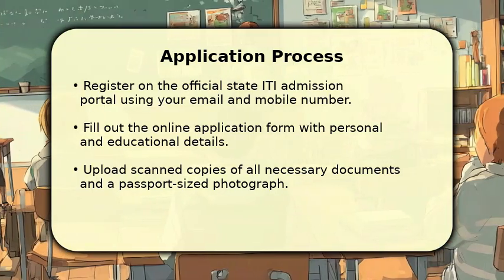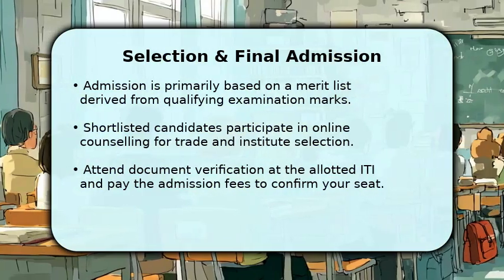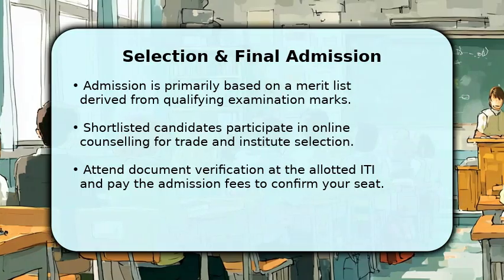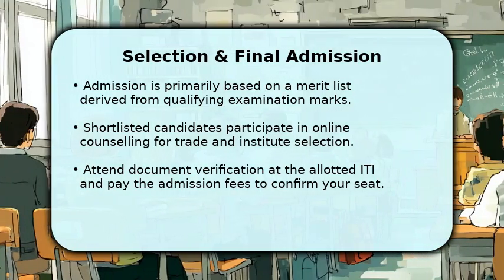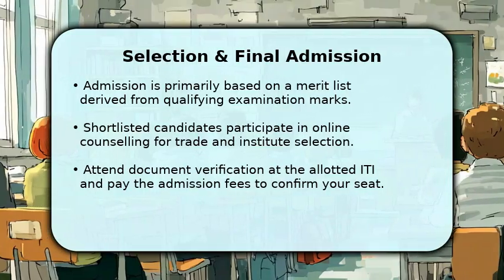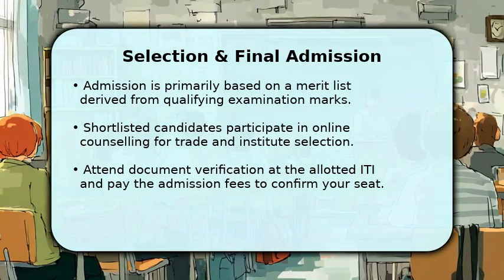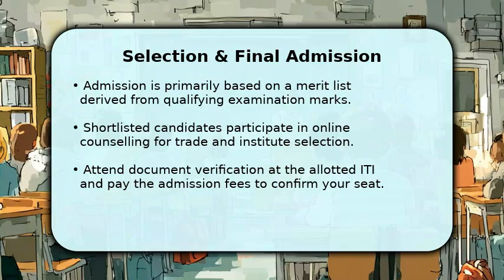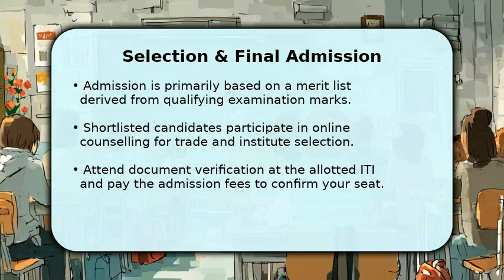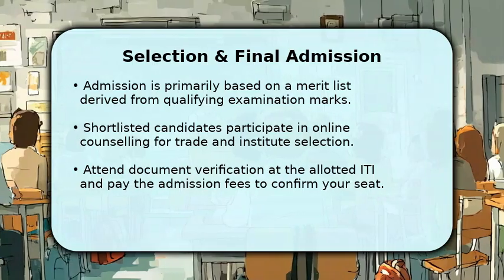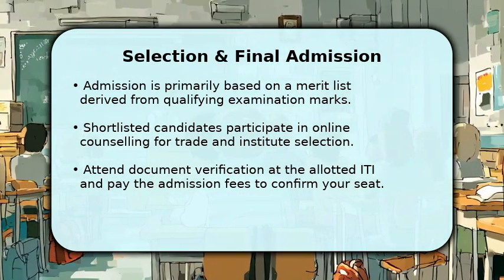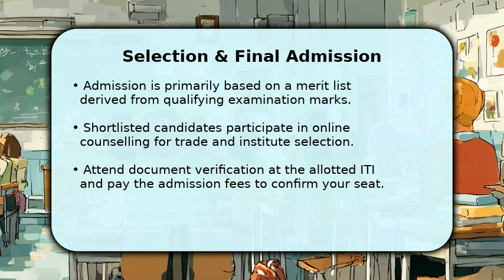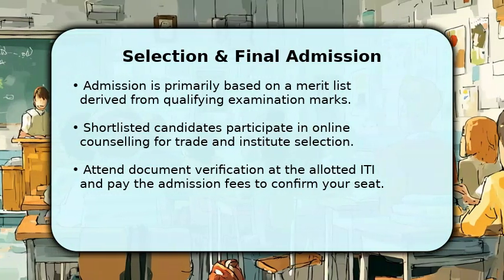Admission to Govt ITIs is primarily merit-based, with a merit list prepared from your qualifying examination marks. Shortlisted candidates are then invited to participate in online counseling sessions, where they can select their preferred trades and institutes based on their rank and seat availability. After seat allotment, you must physically report to the assigned ITI for document verification, bringing all original certificates. Upon successful verification, you will pay the admission fees to confirm your seat. Always monitor the official website for important dates, including application deadlines, merit list publications, and counseling schedules.